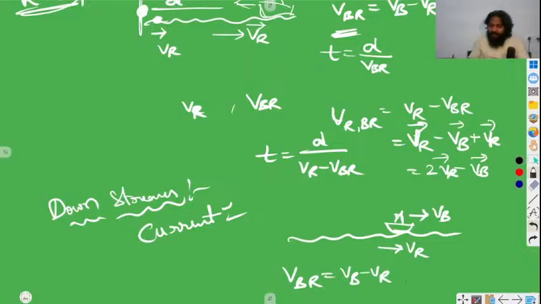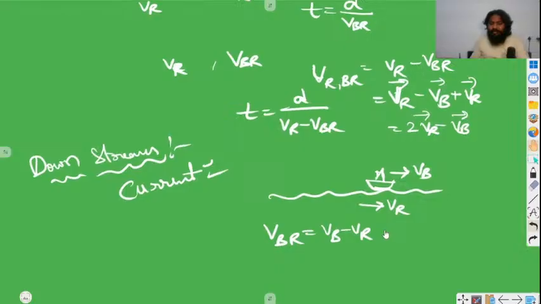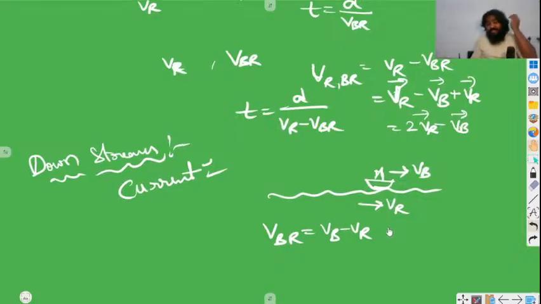Now if you substitute here, since it is a downstream, you will get positive. The downstream velocity VBR is equal to VB plus VR, because the river speed helps the boat, right? So the relative velocity of the boat with respect to the river will be VB plus VR. This is the velocity which appears to the person on the ground. Similar kinds of questions will also be asked on this content.